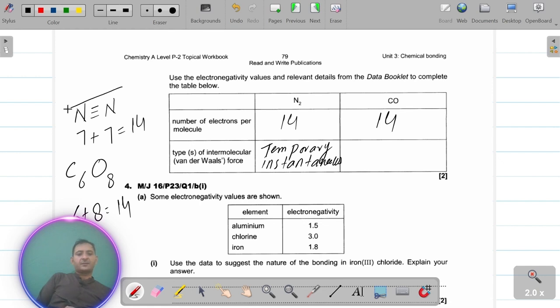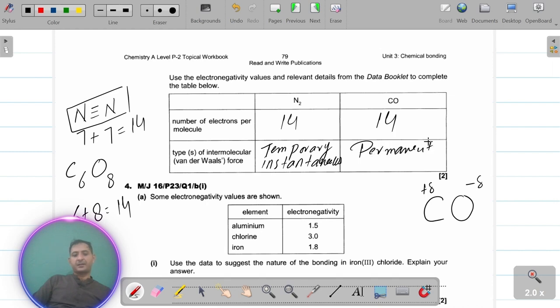When this molecule comes close to any other, like another polar compound, it will become polar, but for a very short time. If we see carbon and oxygen, oxygen is more electronegative. It will bear a partial negative charge and carbon will bear a partial positive charge. So when there is polarity, when there is a bigger electronegativity difference, it means there is a permanent dipole. Here it is a permanent dipole. Permanent dipole forces.